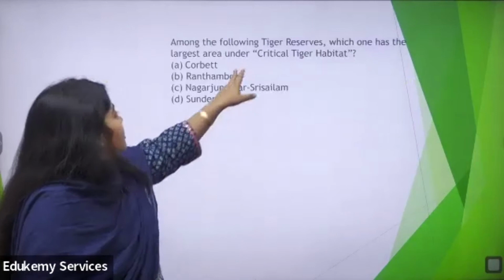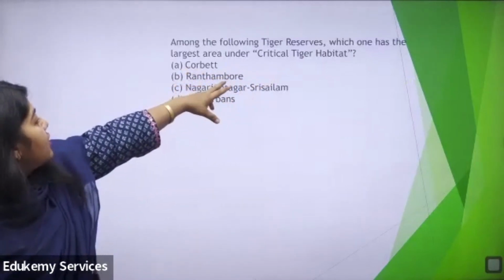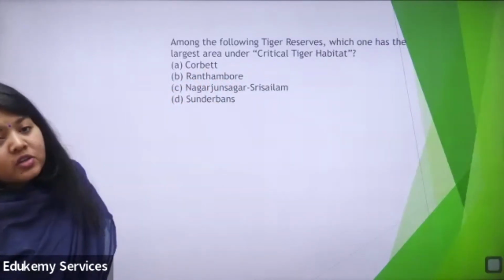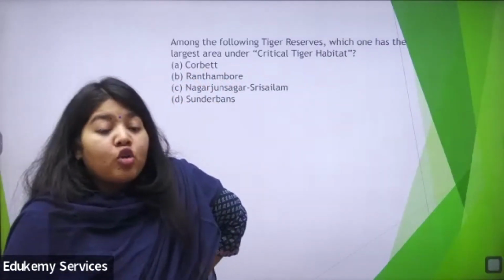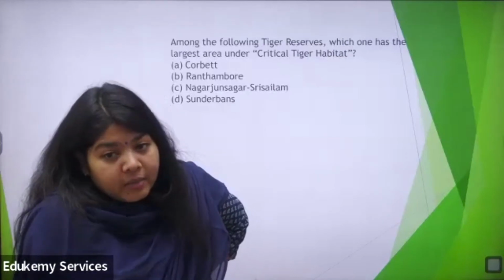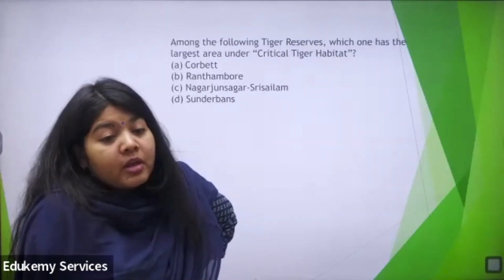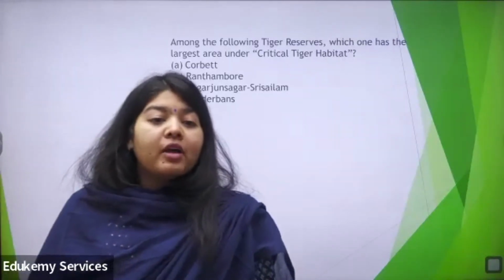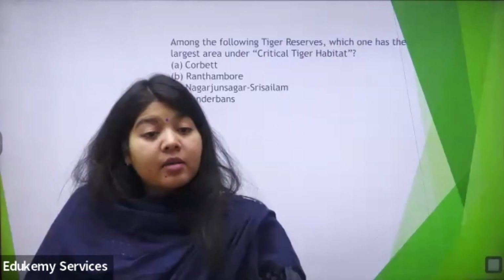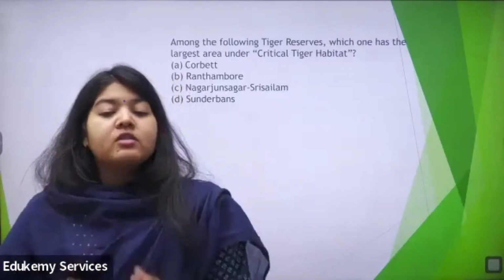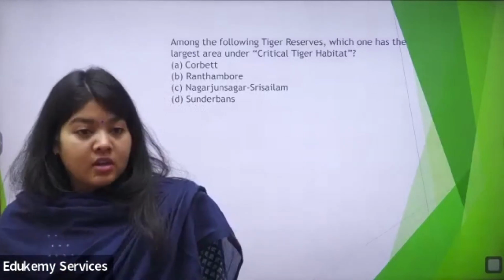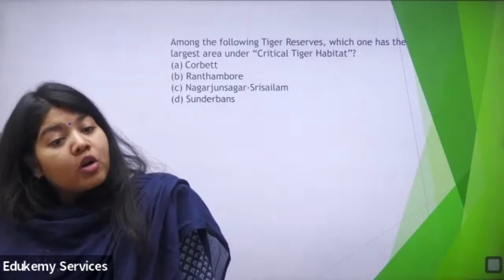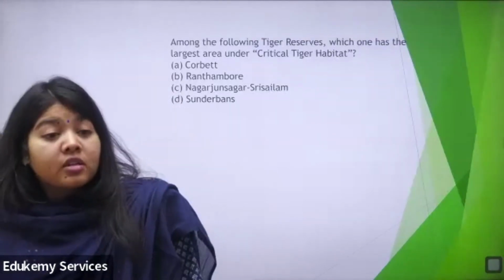All right. This is about which of these will have the largest critical tiger habitat region. This was also a very tricky question, but here the idea was not to know which will have critical tiger habitat, but to have an idea which one will be bigger in size. Recently in the ISFR report also, Nagarjun Sagar Srisailam is a combination of 2 to 3 conservation areas. It is a huge conservation area. Corbett is one of the smallest tiger reserves. That goes out of question.